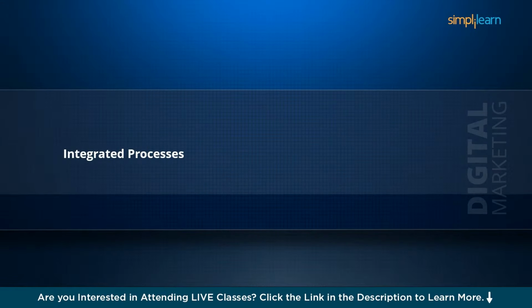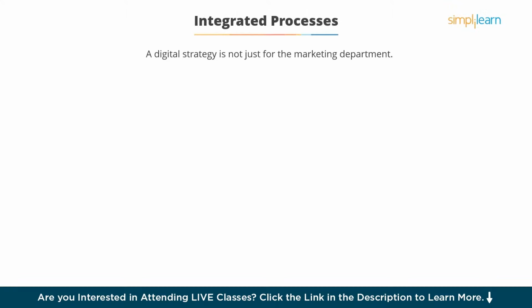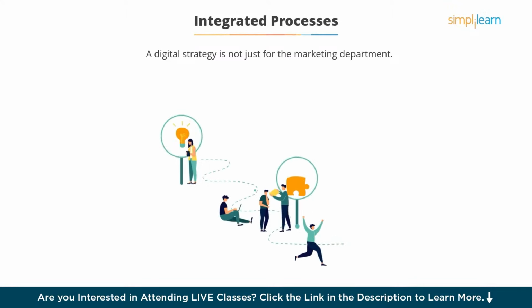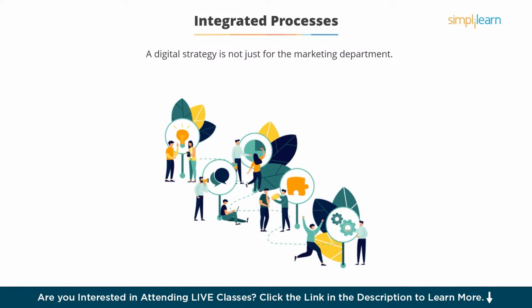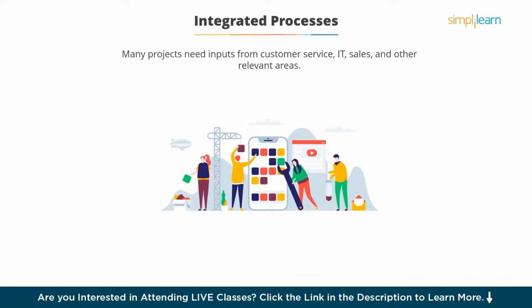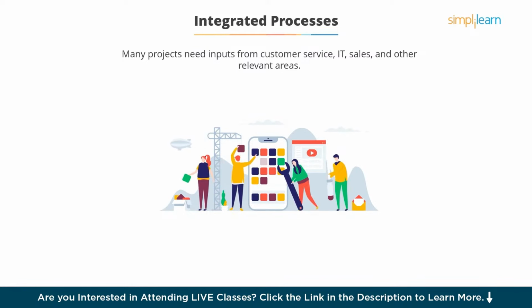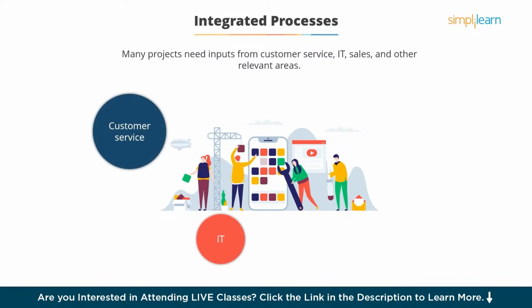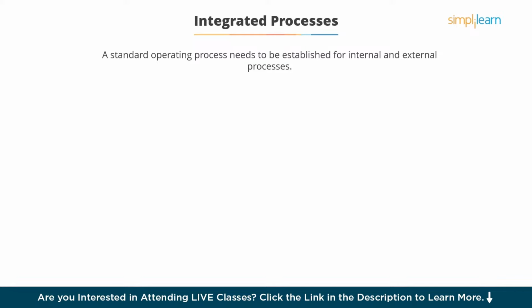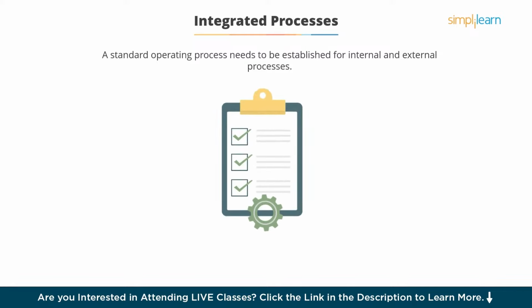Integrated processes. A digital strategy is not just for the marketing department. A digital strategy encompasses an entire organization from top to bottom. Many projects, such as marketing campaigns, app development, content creation, and customer insights, need to have the buy-in and the input from other areas of the business, from customer service, IT, sales, and other relevant areas. Next, a standard operating process needs to be established for internal and external processes. Process is one of the most important parts of a digital strategy, as the process enacts the strategy.